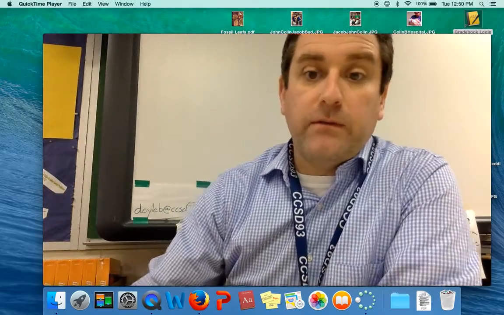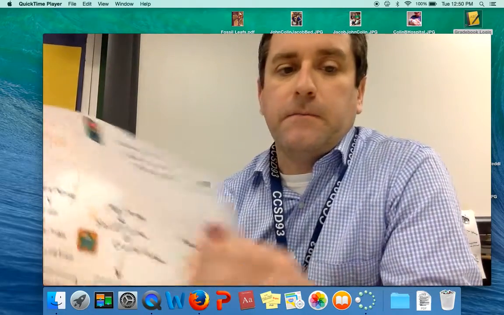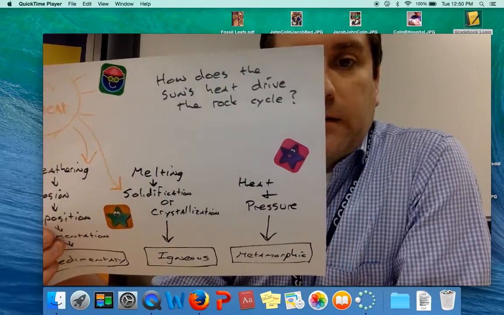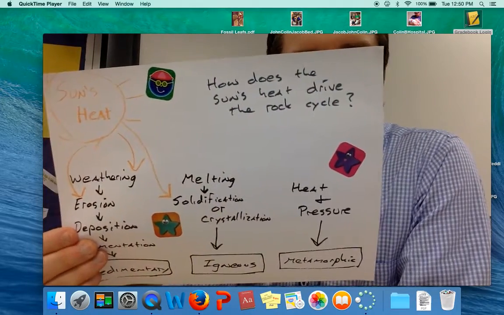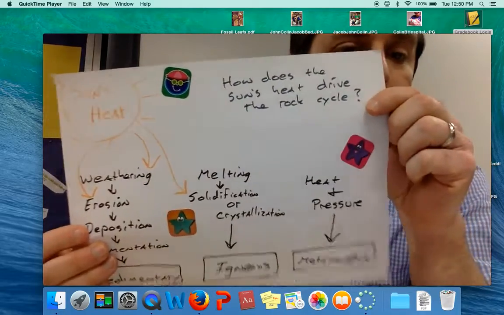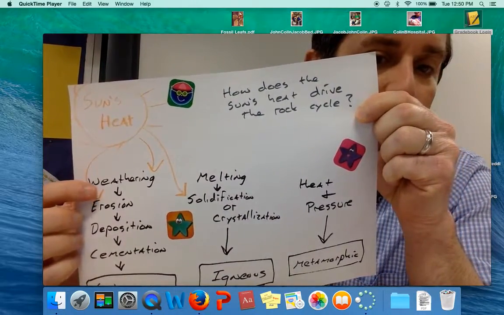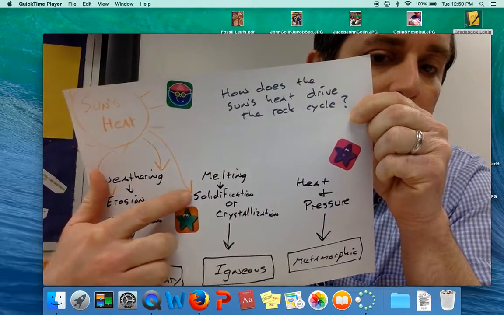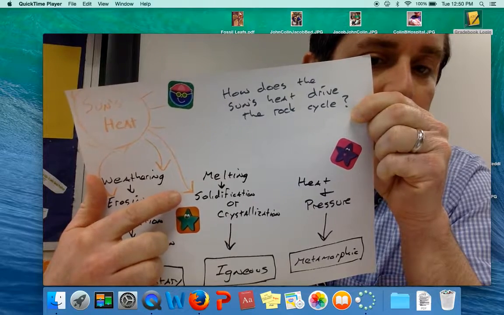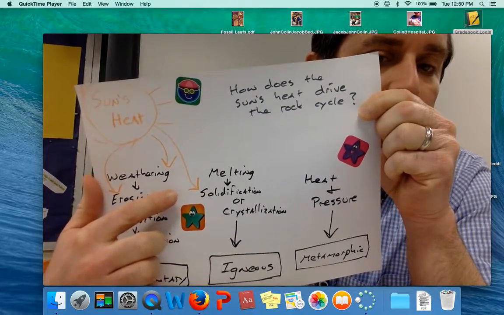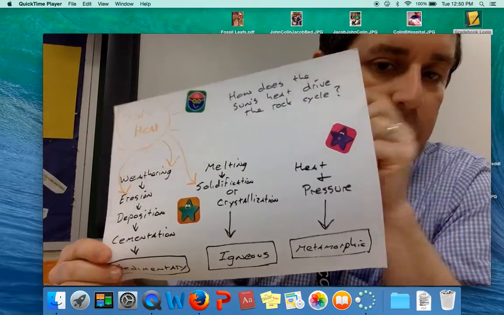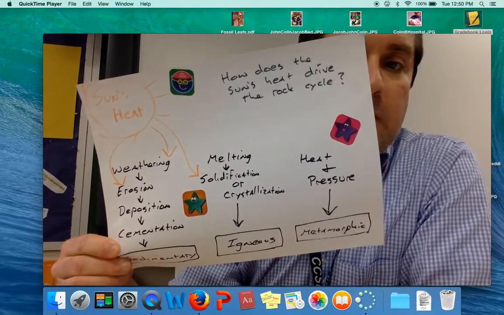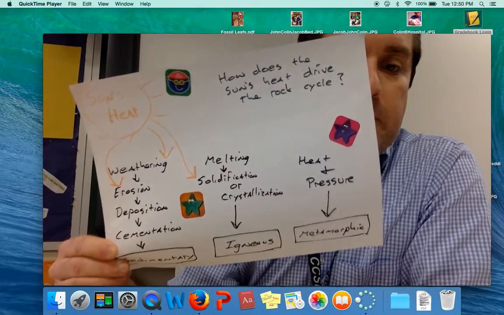Now, what are the 3 types of energy that are part of this? First off, we've got the sun's heat. And how does the sun's heat drive the rock cycle? Well, the sun's heat could cause weathering. It could cause erosion. And then also, if lava comes out of the earth and it cools in water or cools in the air, the sun's heat could cause solidification. All right, so that's 3 ways that the sun's heat can move the rock cycle.